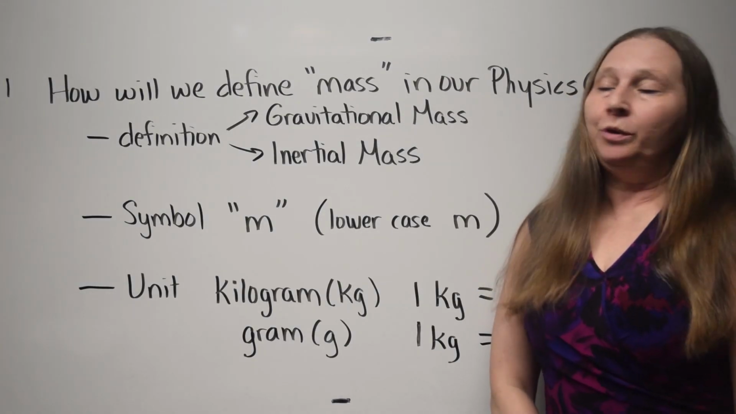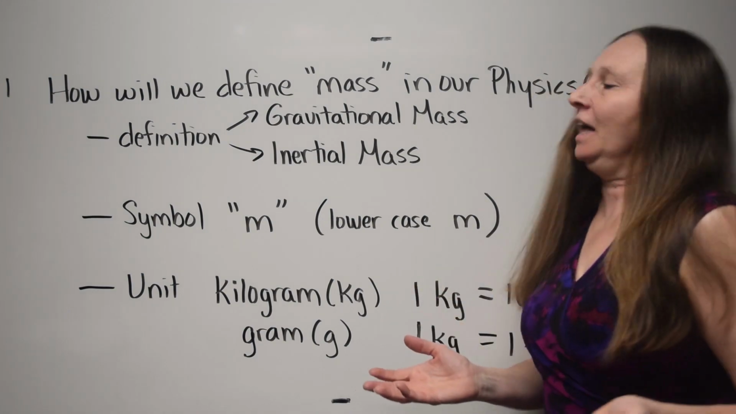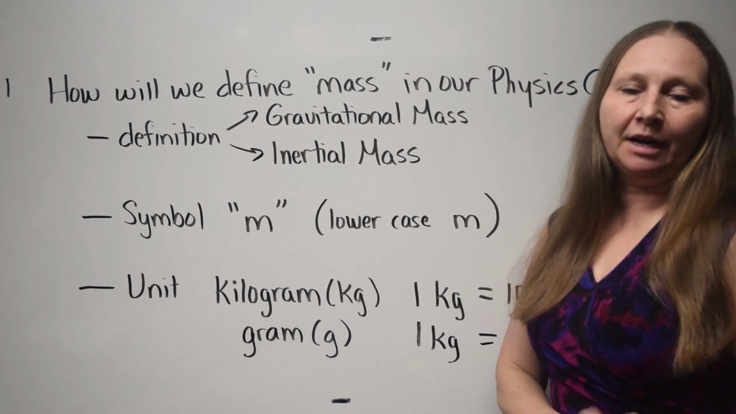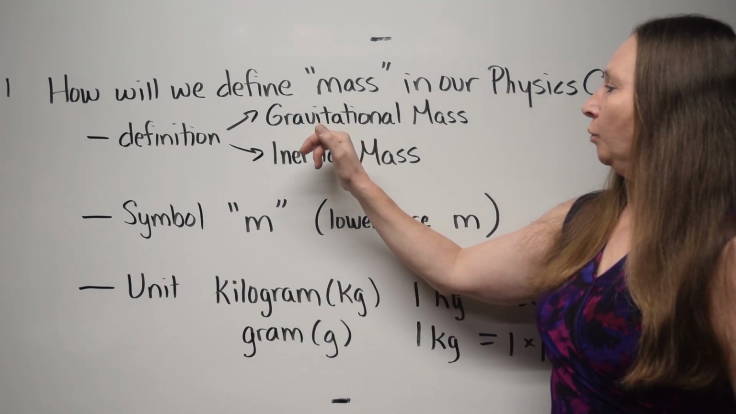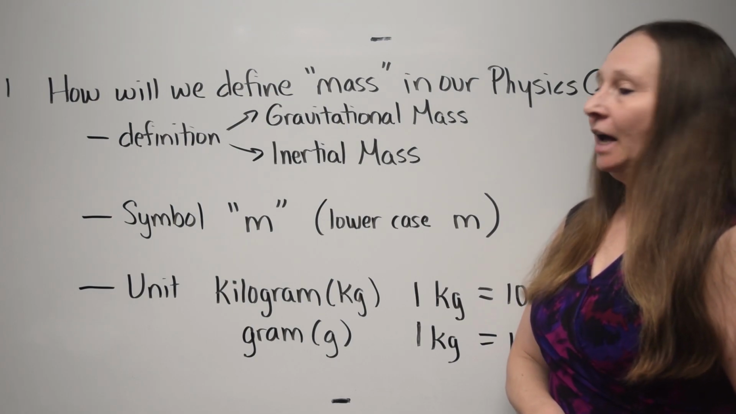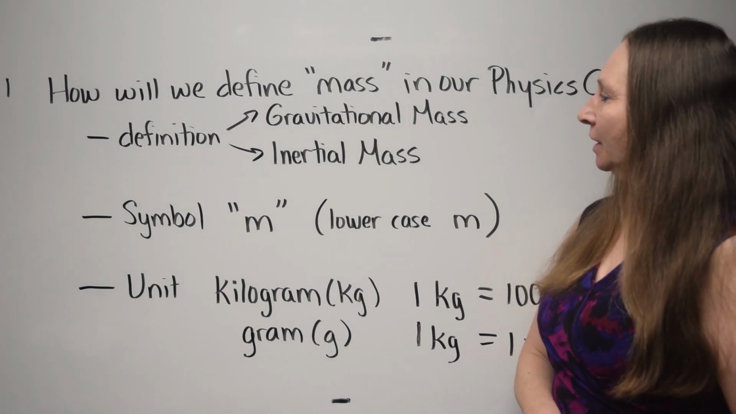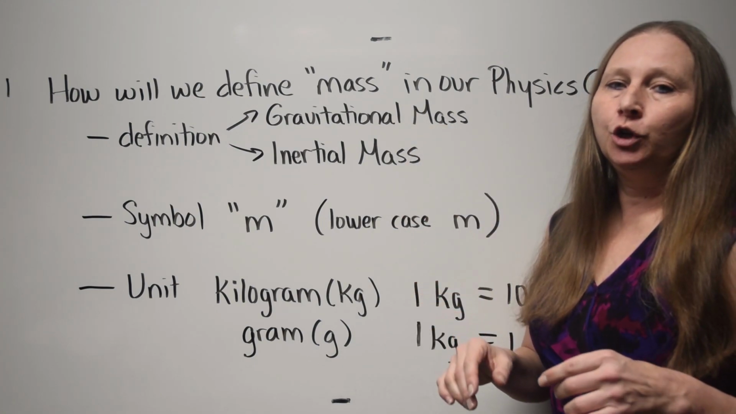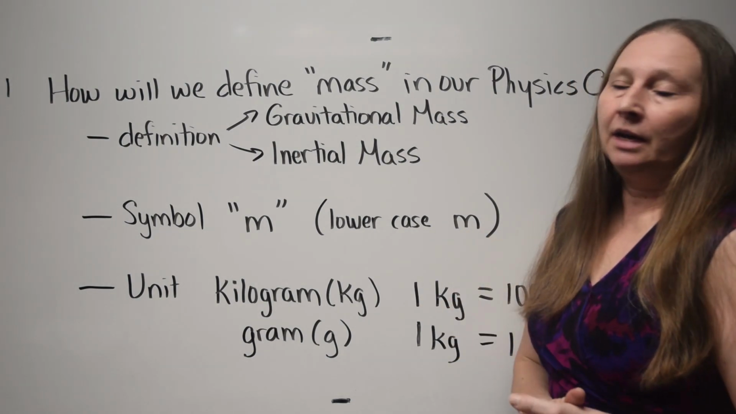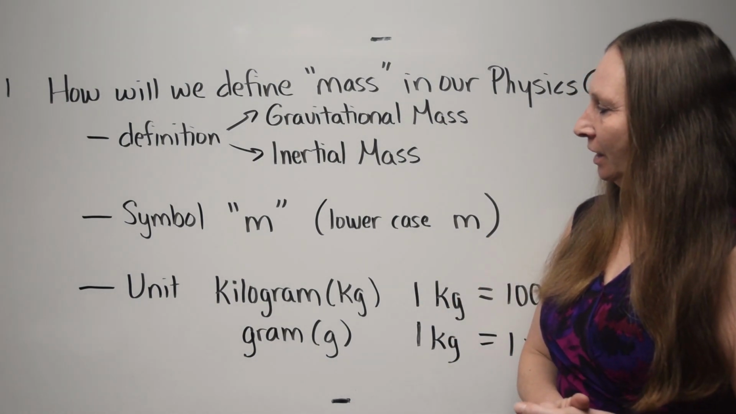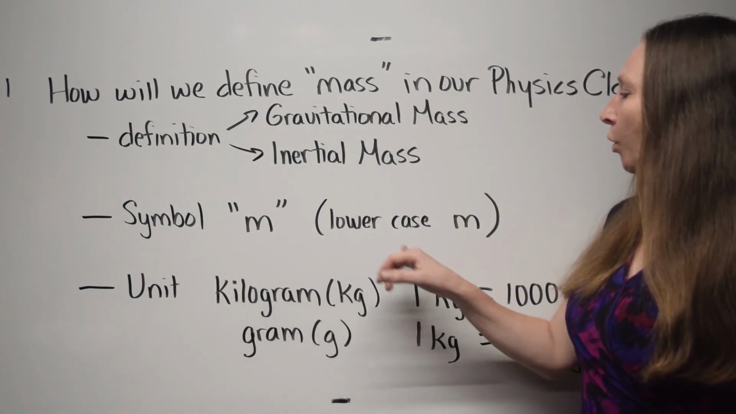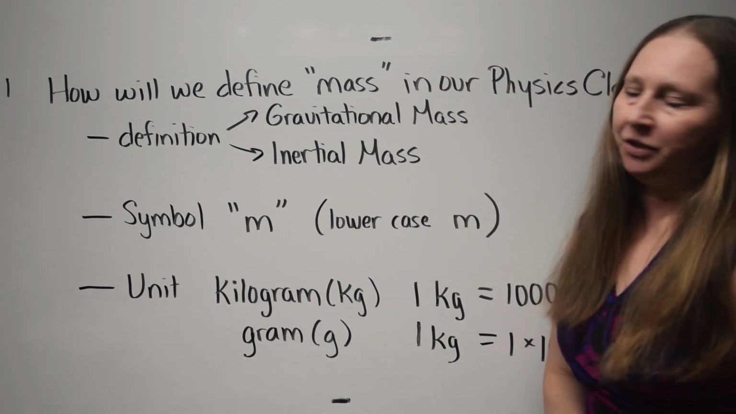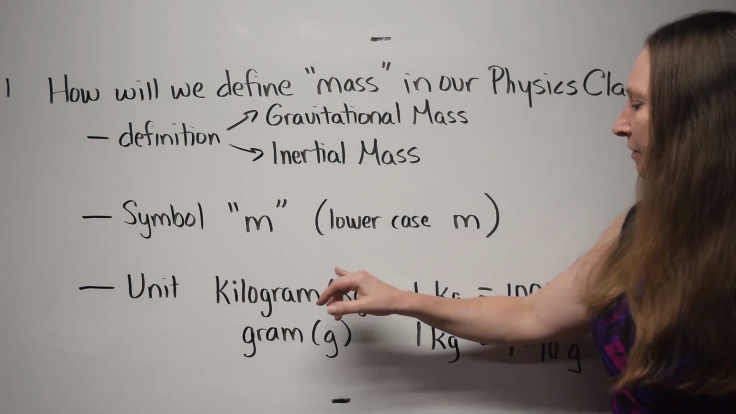So, how will we define mass in our physics class? Well, there are going to be 2 different definitions for mass. One we'll call the gravitational mass, and one we'll call the inertial mass. Now, they're really the same mass. It's 2 different ways to figure out how much the mass is. The symbol for mass is a lowercase m. The unit for mass in the metric system is the kilogram, abbreviated kg.